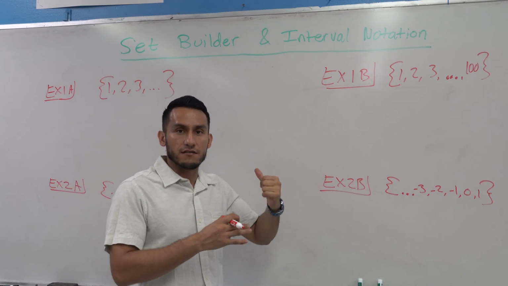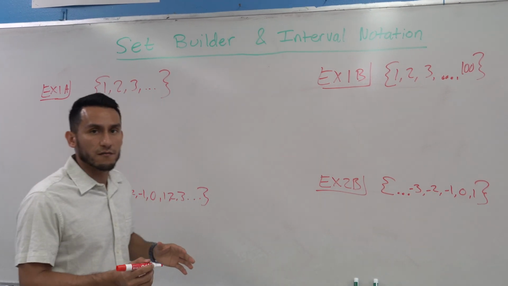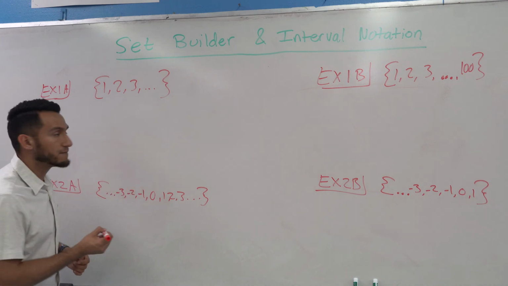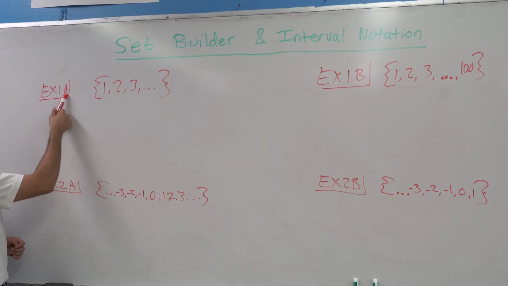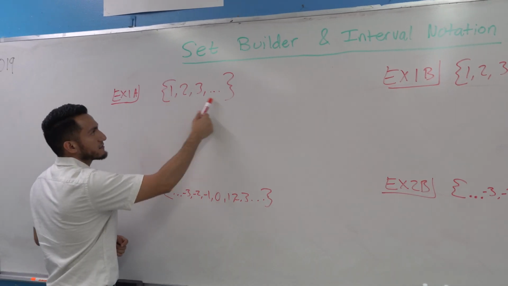This is the beginning of set builder interval notation. We just talked about the number sets. Now we're ready to talk about the set builder notation. So if you look at example 1a, I have this set right here.